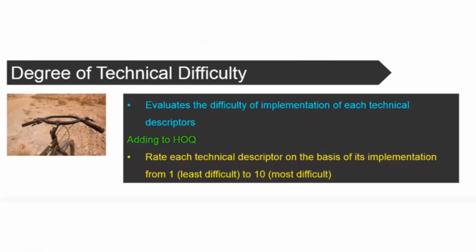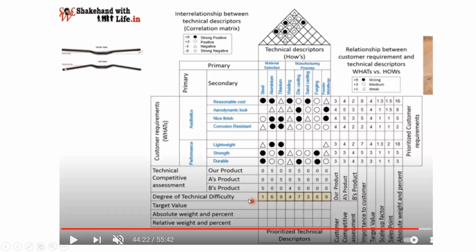Next, what is degree of technical difficulties? So we go to the technical side now. It's the difficulty of the implementation of every technical descriptor. 1 is least difficult, 10 is most difficult, very difficult. So put it here. In your experience, in your survey, you decide whether it is less or most difficult.